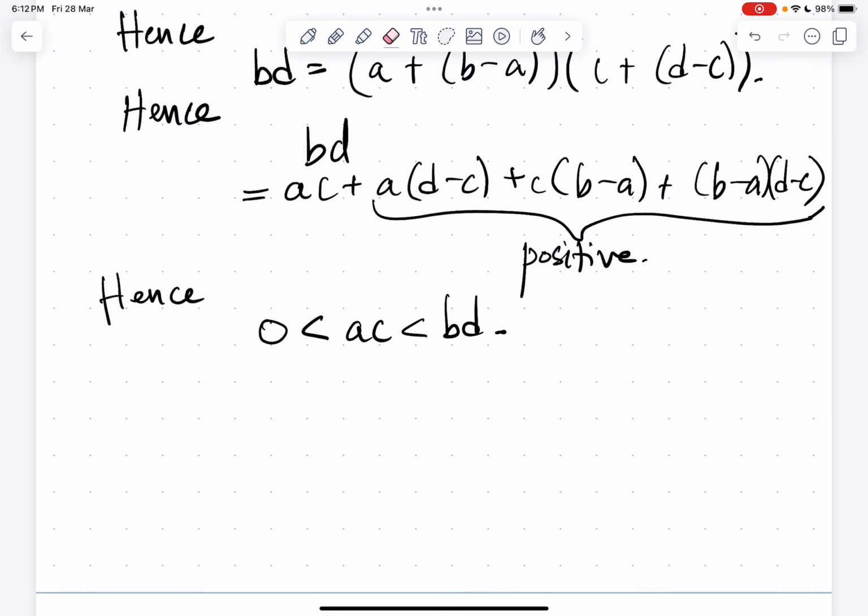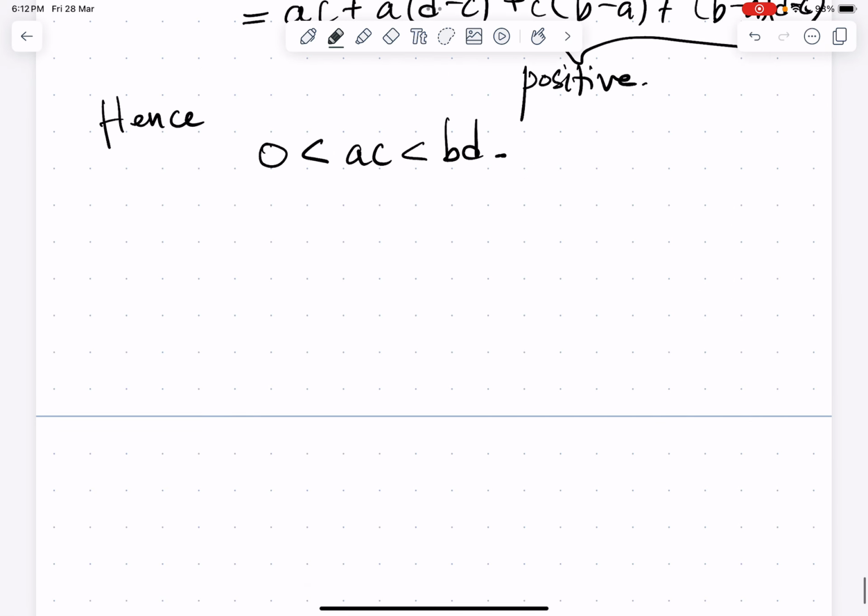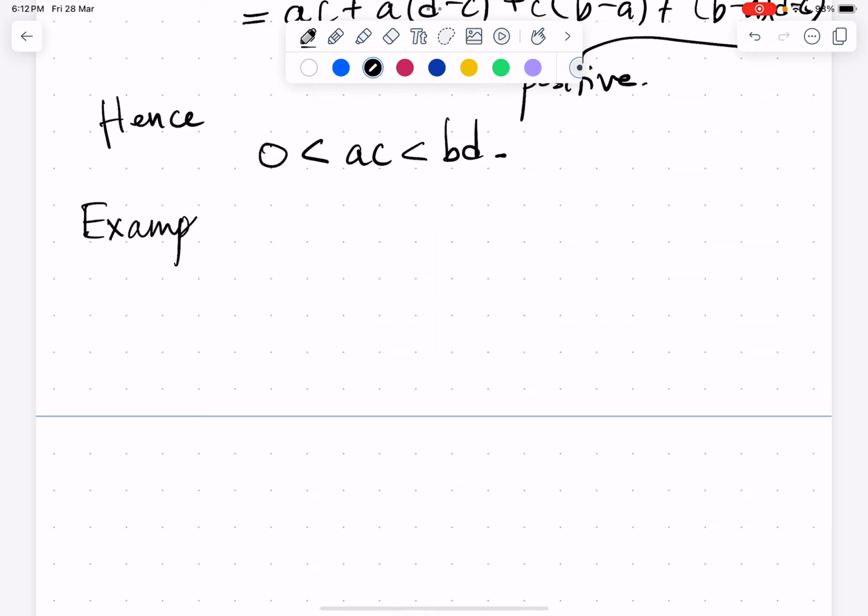Okay, let's continue. We'll look at some examples of inequalities. So first, a basic example. Let a be greater than 0. Let a be a positive real.